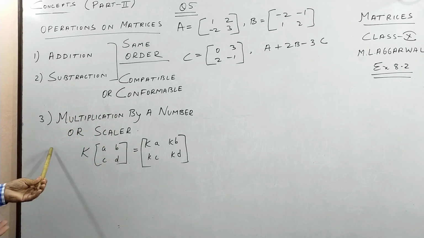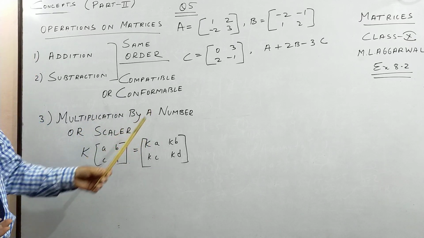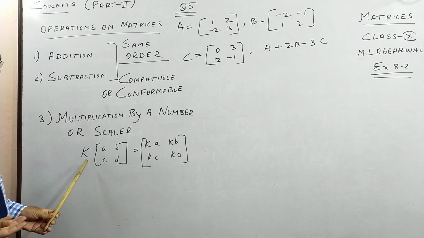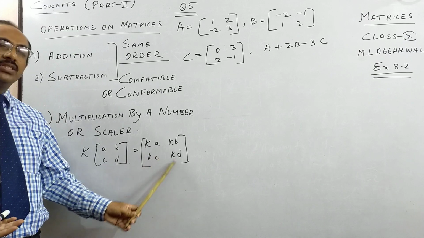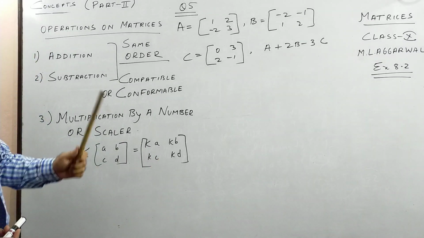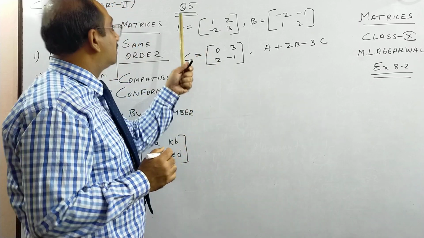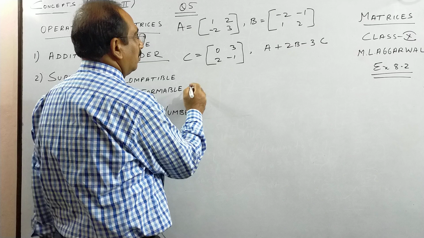The second, or third, concept is multiplication by a scalar or a number. If a matrix is multiplied by a scalar, each term is multiplied by that. With this idea, let us do 3-4 questions from exercise 8.2 of ML Agrawal's book.